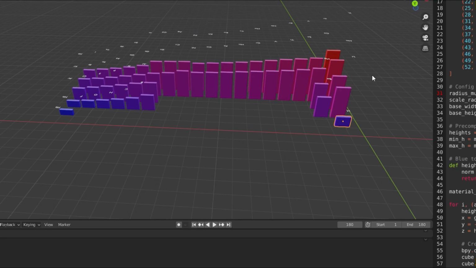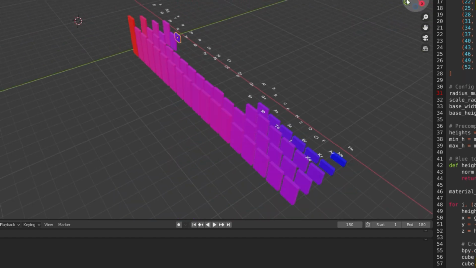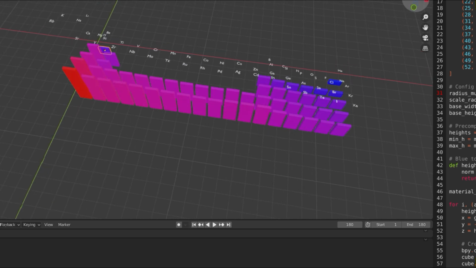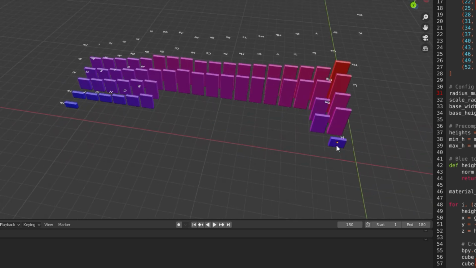So if I show you the radius, let me show you from a different perspective. Yeah, that's your hydrogen, helium, and all of that, right? When we look at the radius, let me go the other way around. The radius of hydrogen is much greater than that of helium.